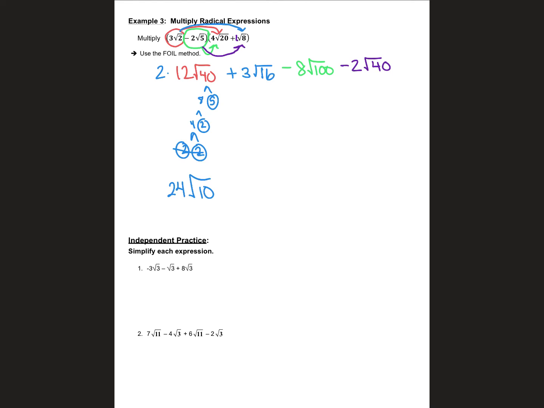Same thing with this 40. It's going to be the same numbers we just got. So I could take out a 2, and the 10 will be left inside. So that one's going to become negative 4 radical 10. Okay, this blue one, 3 radical 16. The square root of 16 is 4, so I can just get rid of the radical. It's 4 times 3. So that's 12. And then same thing, radical 100, square root of that is 10. So 10 times negative 8 is negative 80.